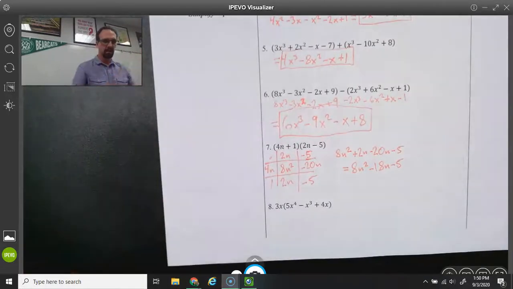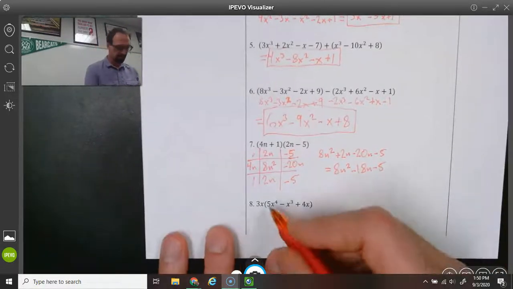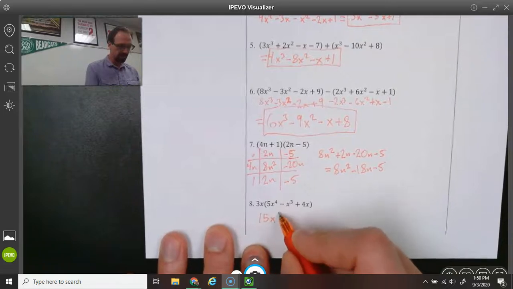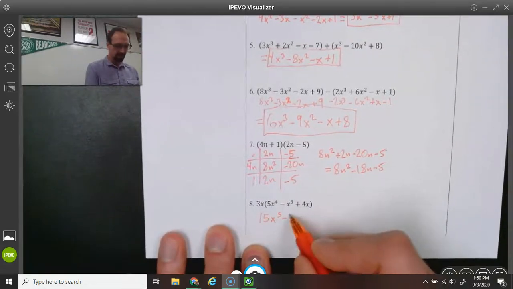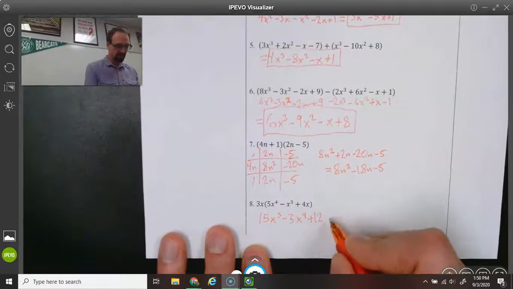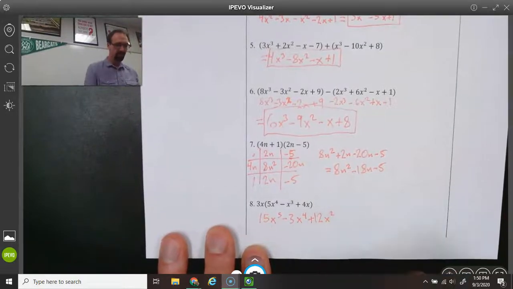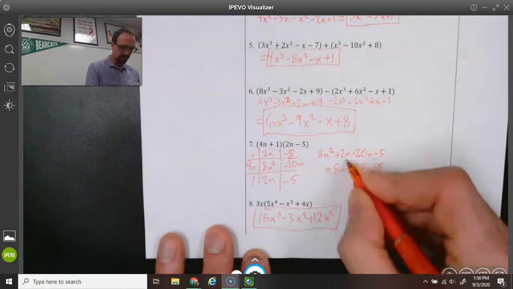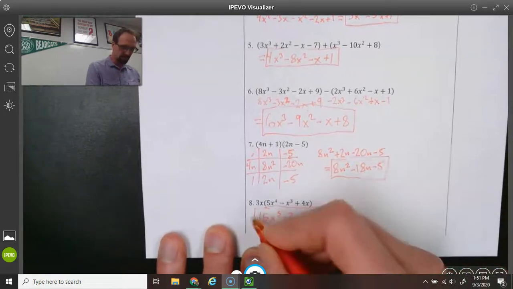Down here at the bottom, number 8, we're just going to distribute that 3x through each of the terms. 3 times 5 is 15, so that gives me 15x to the 5th, minus 3x to the 4th, and then I'm going to have plus 12x squared. Forgot to box the previous answer as well. There's 8.